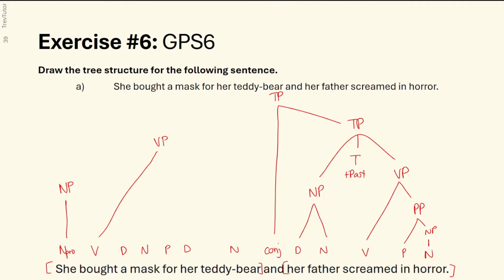A mask is a noun phrase. That's a thing. It's a mask. So that determiner and noun will join to make a noun phrase. And that is what she's buying. So that's going to be underneath the verb phrase next to V.